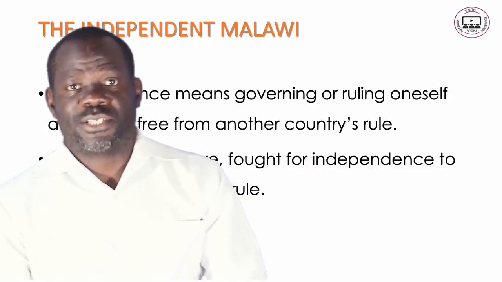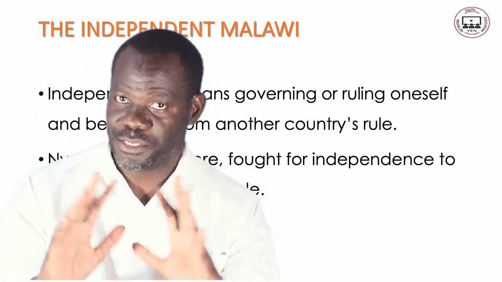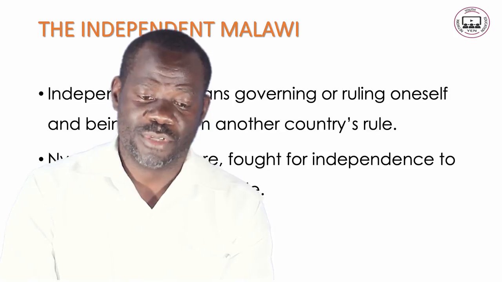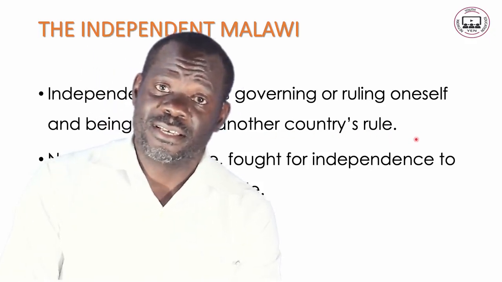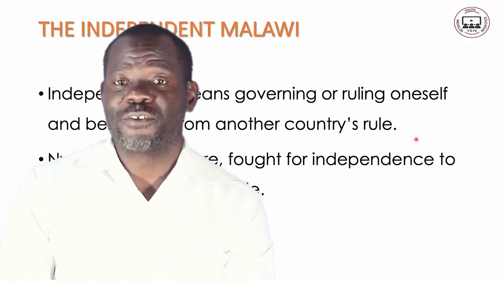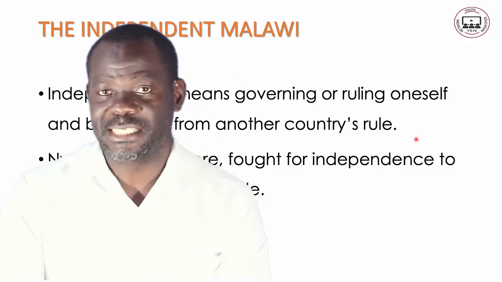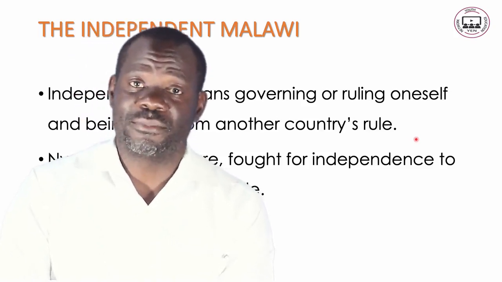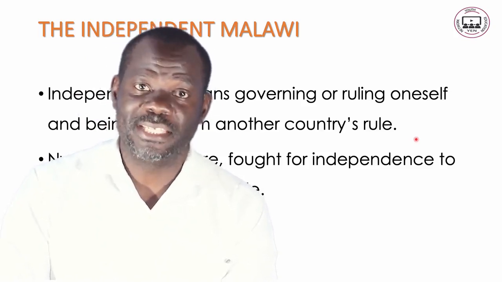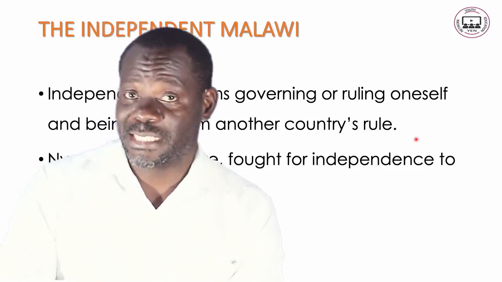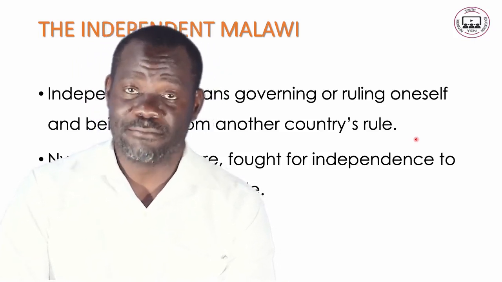Let's proceed. As you know, the work is big. Now let us proceed to this independent Malawi. Independence means governing or ruling oneself and being free from another country's rule. When we say independence, it means being free from being ruled by another country. As we looked at last time, remember that Malawi was ruled by which country? I guess you're right, that is Britain. It was ruled by Britain.